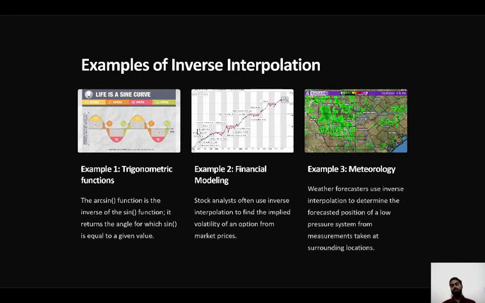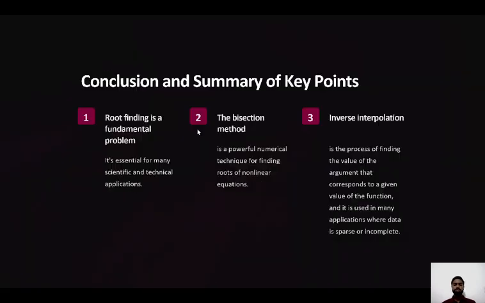Then meteorology, it's weather forecasting. Use inverse interpolation to determine the forecast position of a low pressure system from the measurements taken in the surrounding locations. Yes, we can forecast the weather by using this inverse interpolation to determine the forecast position of a low pressure system by measurements taken in the surrounding locations.